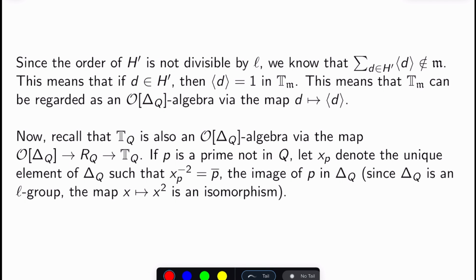Okay. Now recall that T sub Q is also an O bracket delta sub Q algebra via the map from O bracket delta Q to R_Q to T_Q. So this was like a huge result that we had before. If p is a prime not in Q, let x sub p denote the unique element of delta sub Q such that x sub p to the negative second is p bar, that's what we're going to denote the image of p in delta Q by. Kind of like a little note here: since delta Q is an L group, the map x to x squared is an isomorphism, so this actually makes sense.